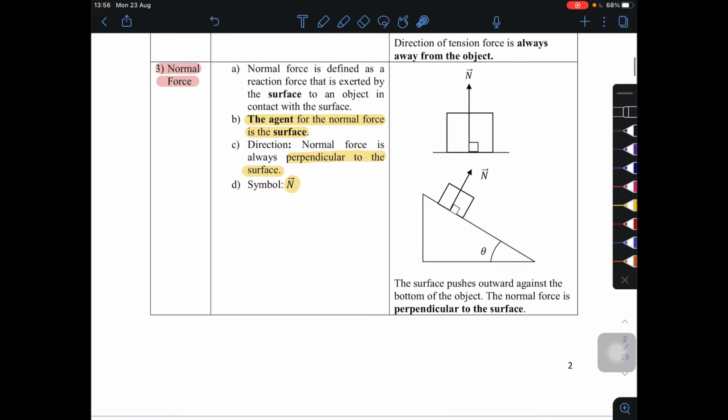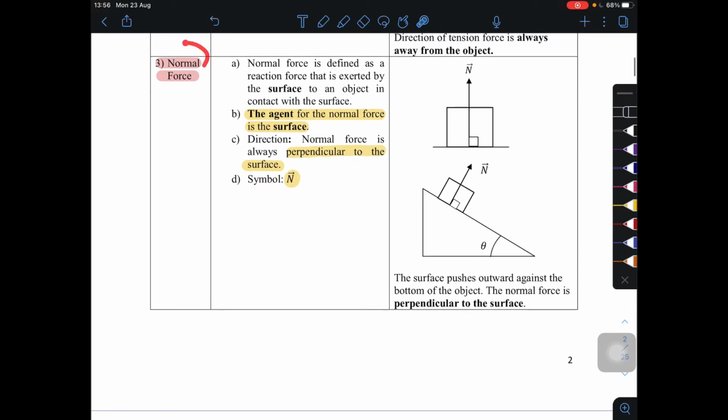Okay, next one we look at normal force. So the agent for the normal force is the surface. So any object that is placed on a surface will experience a normal force. Di mana direction untuk normal force is always perpendicular to the surface. Okay, so the symbol for this normal force is N.